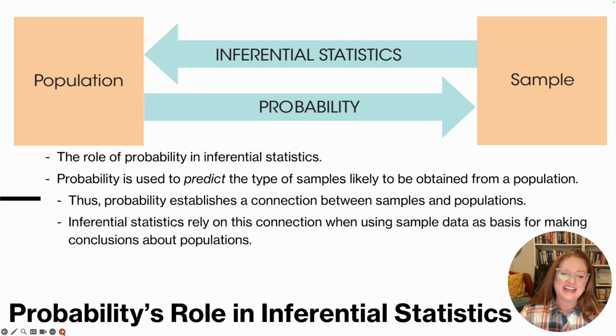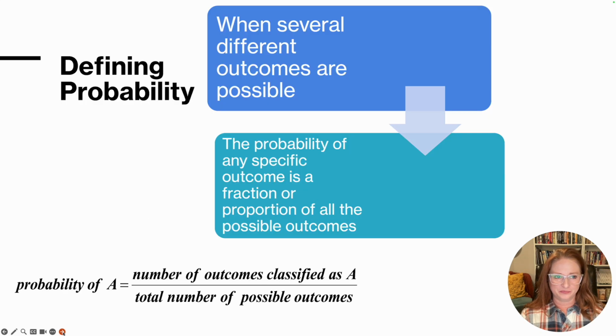Okay, so probability is used to predict the type of samples likely to be obtained from the population. So probability really does help to establish that connection between samples and populations. Okay, so inferential statistics relies on this connection when using sample data as basis for making conclusions about that population. Okay, so that's what we're really going to focus on in today's lecture.